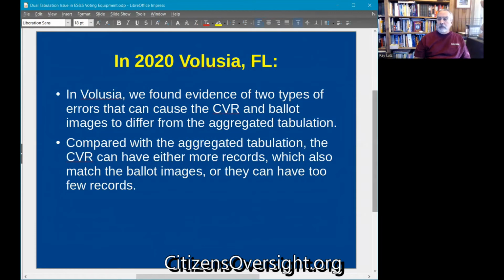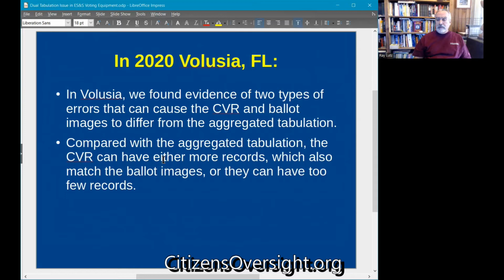So in 2020, we're going to go over the situation there. We found evidence of two types of errors that occurred, and it was kind of good that we found both of them at one time, because then we could see examples of what could be the full gamut of the different ways, but maybe there are others.